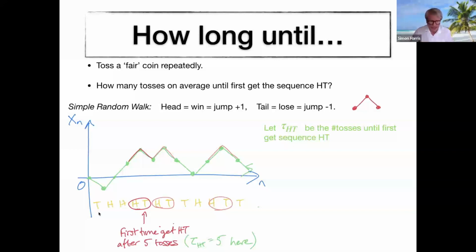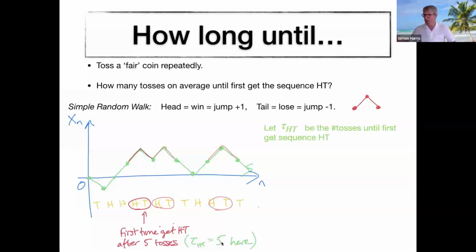So for example, if we got a tail, and then a head on the second, head on the third, head, tail, and so on, that would correspond to this realization of the random walk. So we lost, we won 3 times, we lost, we won, lost, and so on. So when do we first get a head tail in this sequence? Well, it's here. It's after 1, 2, 3, 4, 5 tosses that the head tail has appeared. So in this realization, if I call T_HT the number of tosses until we first get the sequence head tail, this random time is 5.